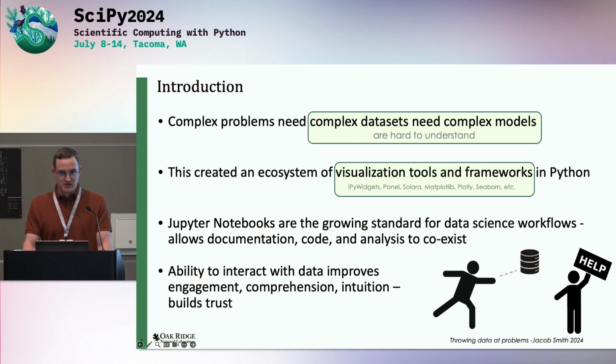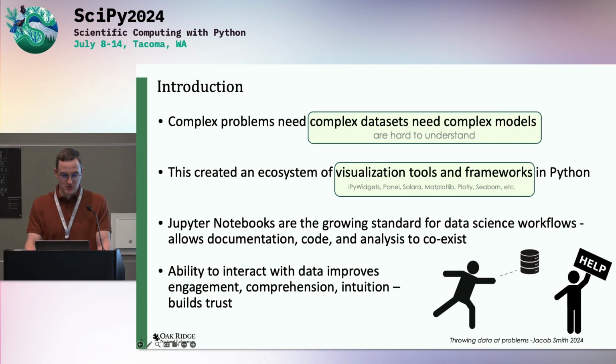So not only is there a correlation between the complexity of problems, data sets, and models, but by extension, there has been a lot of effort going into the development of interactive tools in frameworks in the Python visualization ecosystem. Why? Because we need to be able to understand and interact with the data and the models, because we're not going to use models that we don't trust and we can't gain insights from data that we don't understand.